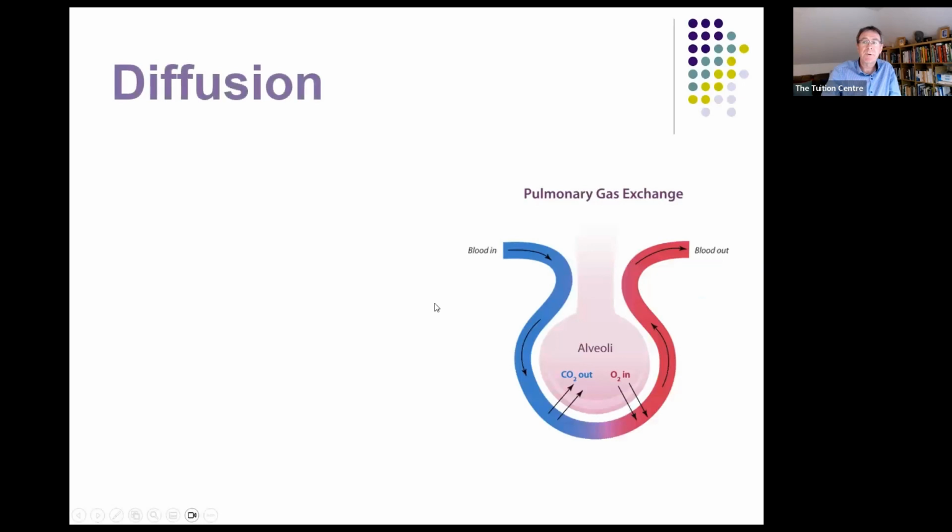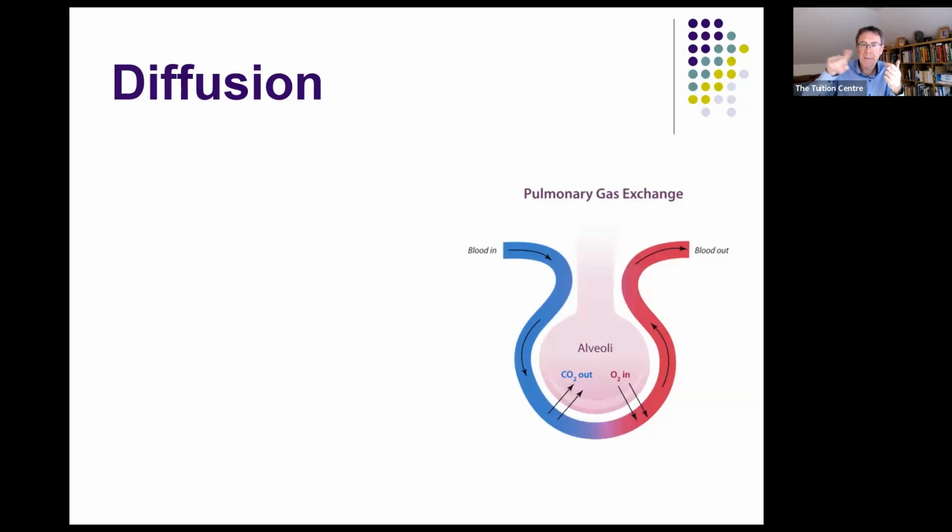So let's look at diffusion first of all. You might remember from junior cycle, if you haven't done this already with the breathing system, what you're looking at there is one of those alveoli. Remember those tiny little bubbles, those little air sacs at the end of your bronchioles, at the end of the branching in the lungs. You have these little bunches of grapes of alveoli. So that's a single alveolus right there.